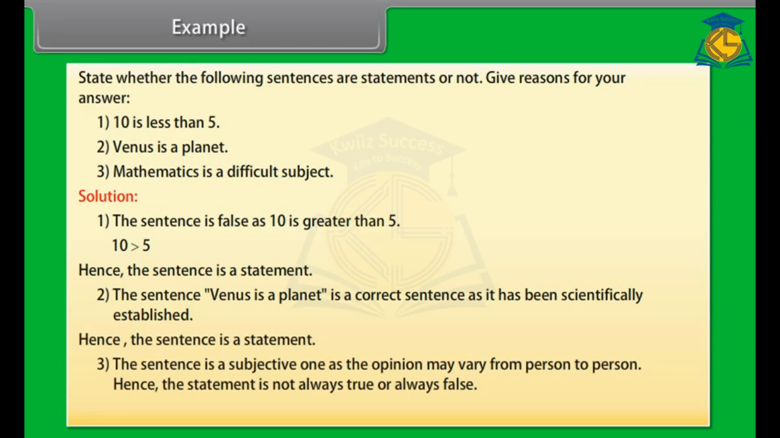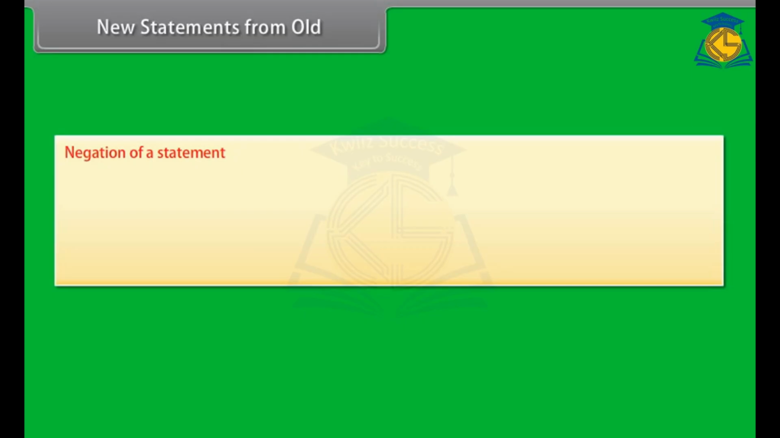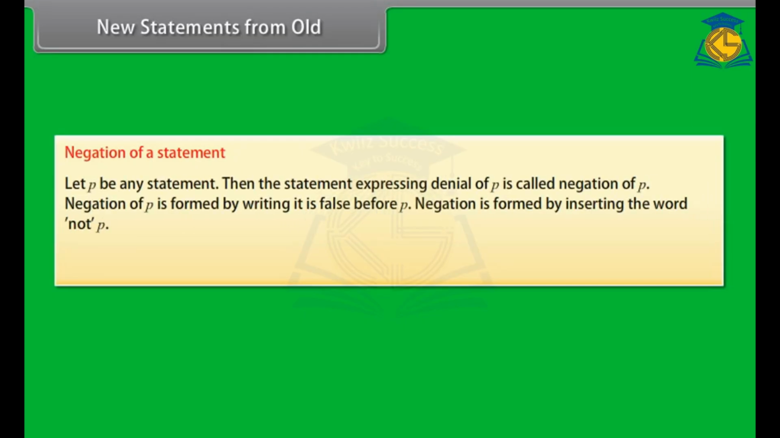The sentence is a subjective one as the opinion may vary from person to person. Hence, the statement is not always true or always false. Hence, the sentence is not a statement. New statements from old. Negation of a statement. Let P be any statement. Then the statement expressing denial of P is called negation of P.